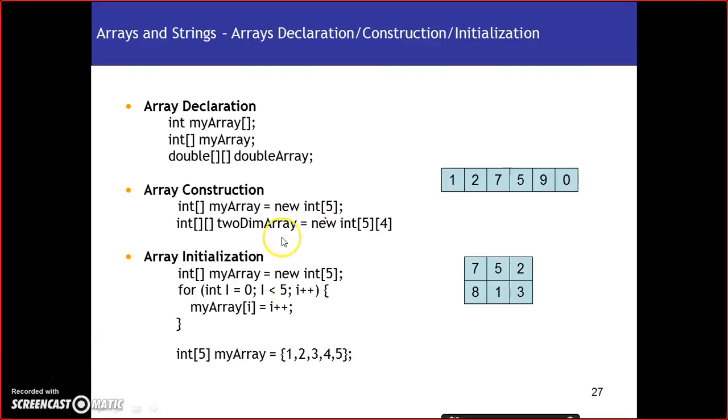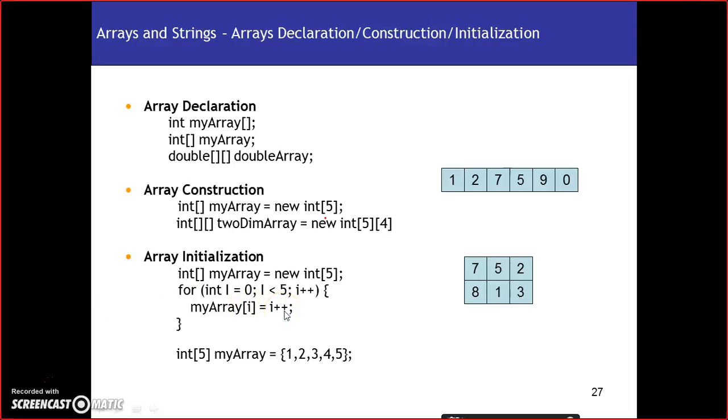For assigning, this is a way we can do it. We have to use the for loop, and we can say int i equal to 0, i less than 5, i plus plus. Arrays are indexed, and arrays start from index 0, and my array of 0, I'm saying i plus plus.